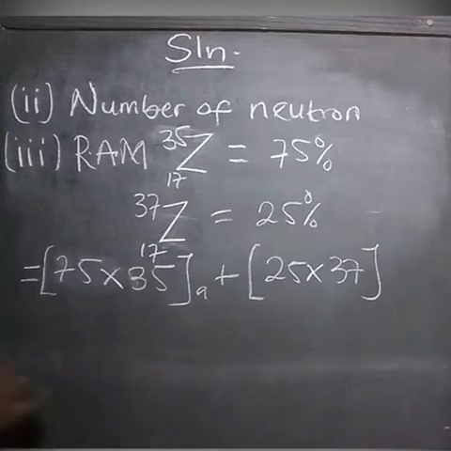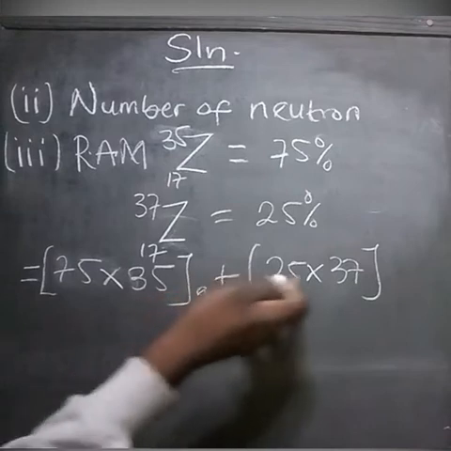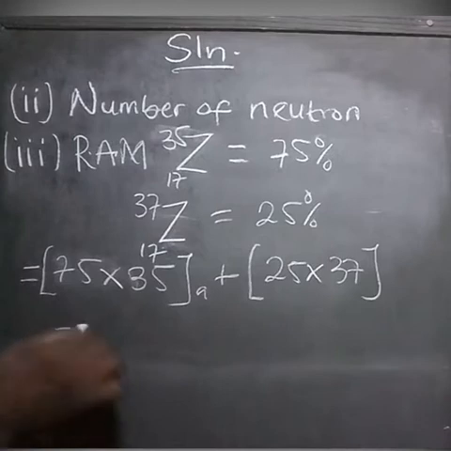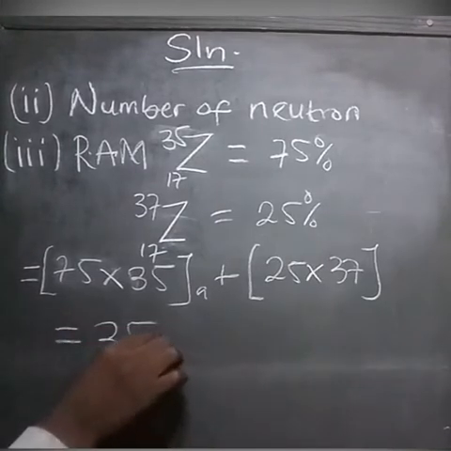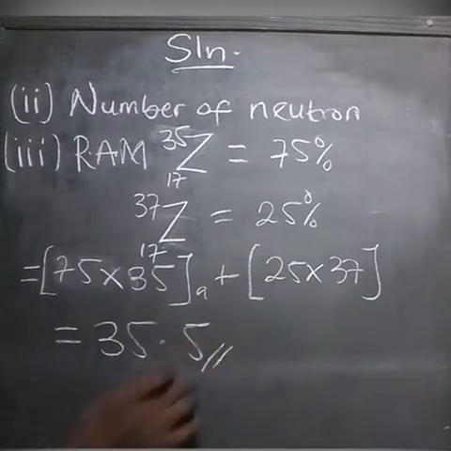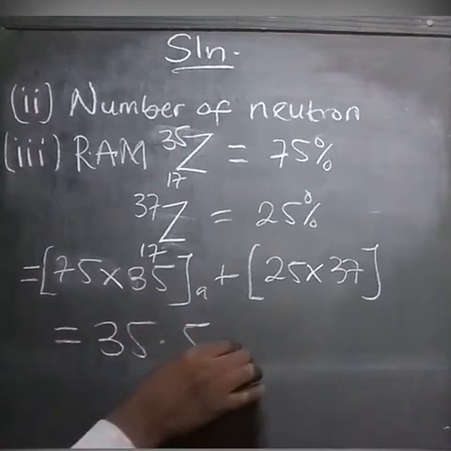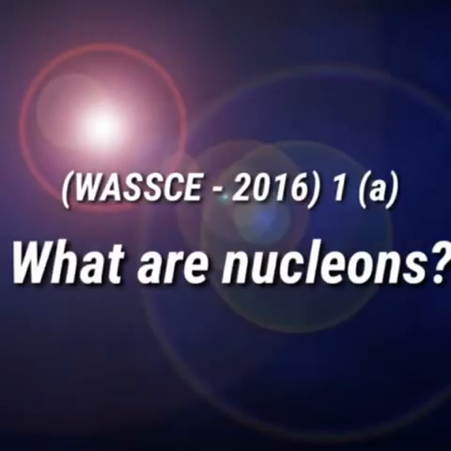So if you multiply 75 by 35 and add it to 25 by 37, you definitely have something of this nature, 35.5. So your relative atomic mass is 35.5. Question 2 said, what are nucleons?